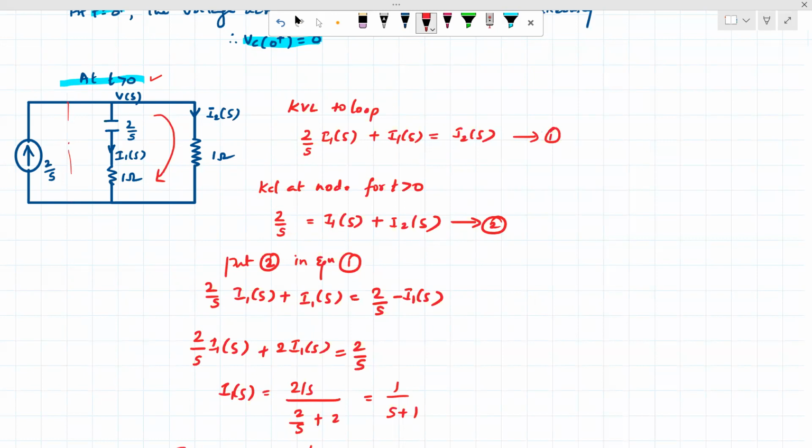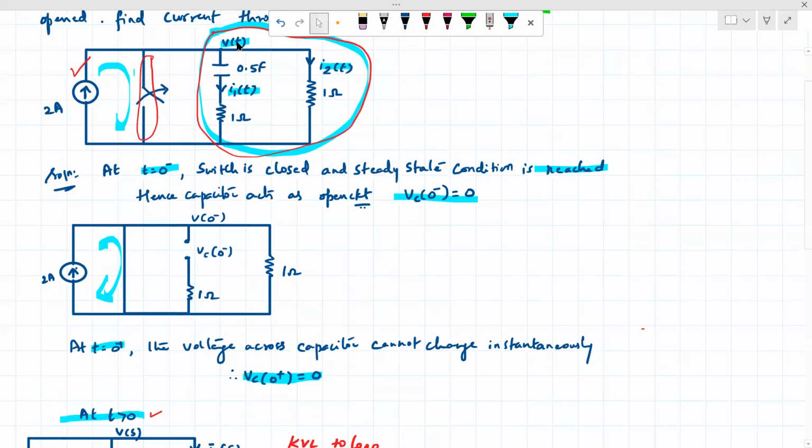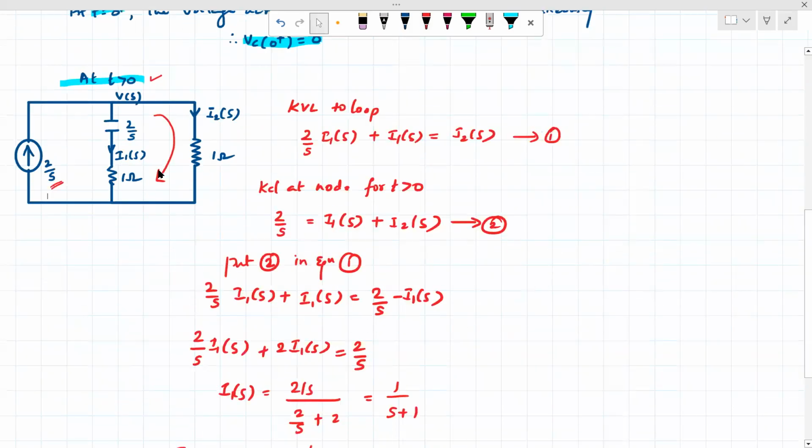So our circuit will be as shown here. Again, I am converting the time domain circuit to the frequency domain. The current source of 2 amps is converted to 2 divided by S, a step current, and the capacitor of 0.5 farad becomes 2 by S. The resistance value will remain the same.